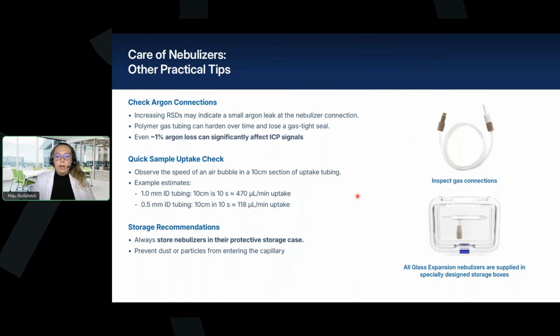If you are unsure whether the sample is being delivered correctly, you can observe the movement of an air bubble in the uptake tubing. The travel speed can give you a quick indication of whether the uptake rate is in the expected range. And finally, the nebulizer should always be stored in its protective case to prevent any dust or particles from entering the capillary, especially when not being used for some time.